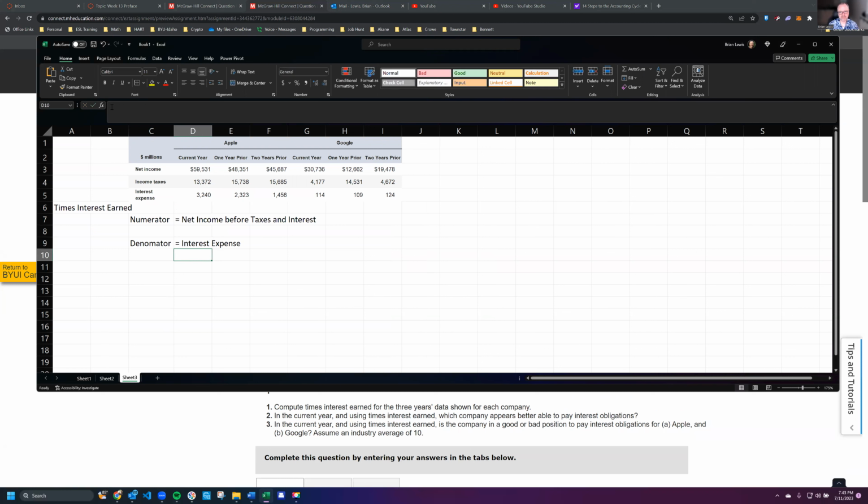Super easy, right? Okay, so I'm going to take this last one right here, numerator. So I'm going to take the income, I'm going to add back in income taxes, and I'm going to add back in the interest expense. That's my numerator. My denominator is going to be the interest expense. That's easy. So if I take that divided by this, the answer is 195.